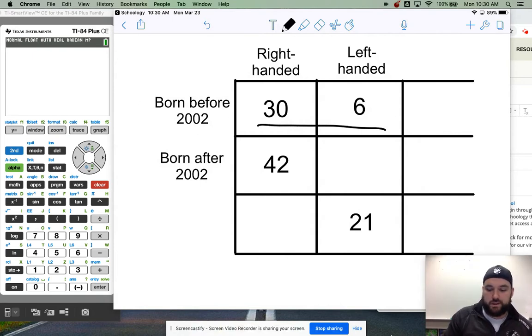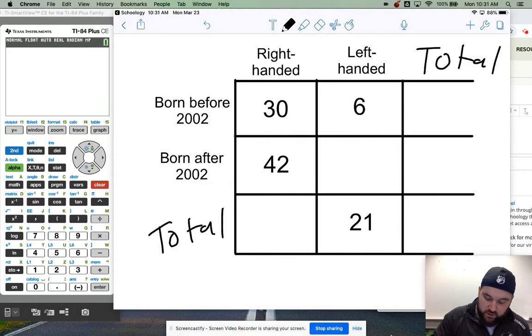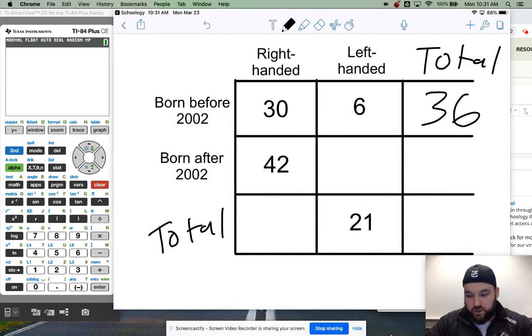But remember, what we decided in the last video is that if I can put some totals on here, this is going to be really helpful. So 30 plus 6 means there were 36 people surveyed that were born before 2002. I can then go down the right-handed column, that first column, and see 30 people were born before 02, 42 people were born after 02, so that gives me a total of 72 there.